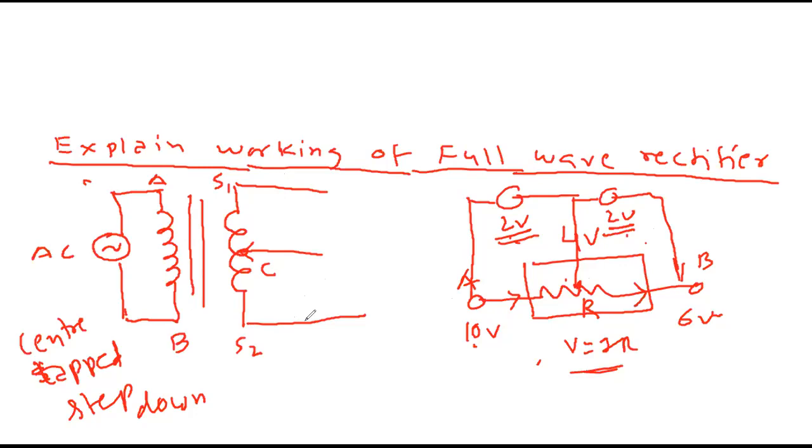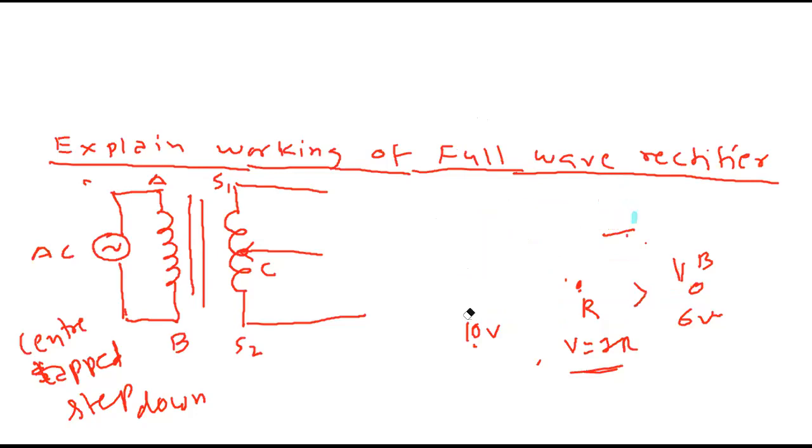Okay, once again, now this part. The alternating source which is to be rectified is connected across primary terminal AB of the center tap step down transformer. The secondary terminals S1 and S2 are connected to junction diodes D1 and D2.